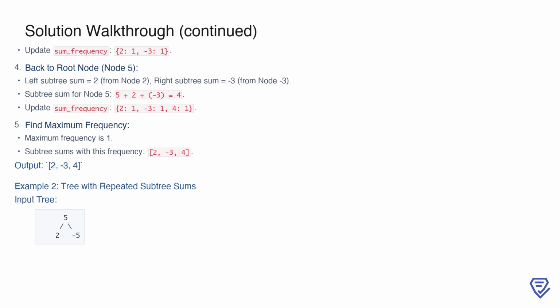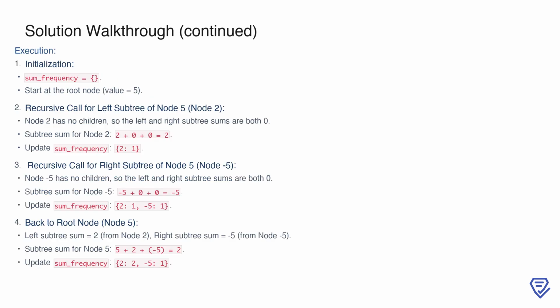Moving on, let's consider another example where subtree sums repeat. In this second example, the tree is similar to the previous one, but the right child of the root has a value of -5 instead of -3. We start with an empty sum_frequency dictionary and begin the recursive calculation at the root node, which has the value 5. First, we calculate the sum for the left subtree rooted at node 2.